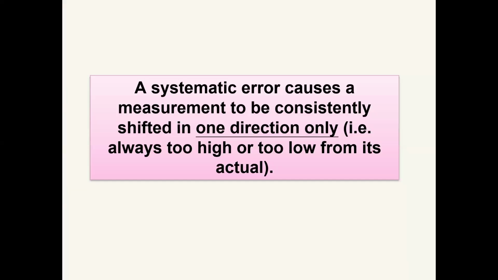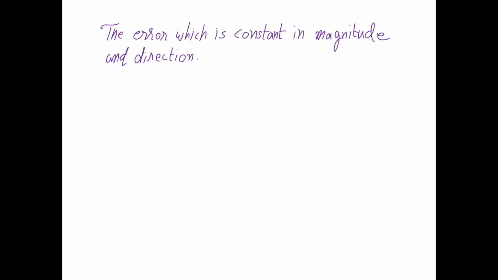Systematic error. This is a constant error, either on the higher side or on the lower side. Look up the definition of systematic error. So systematic errors will be precise. Precision is a different word, but indirectly it's right.